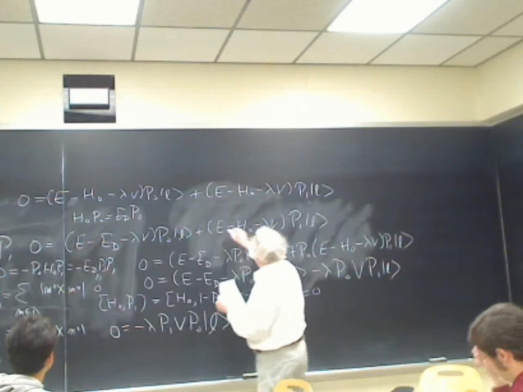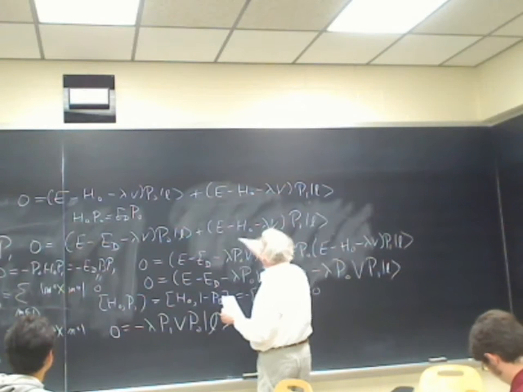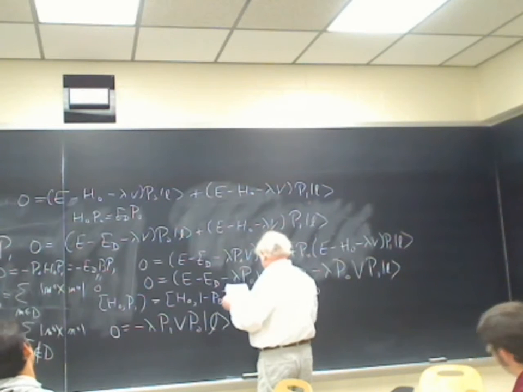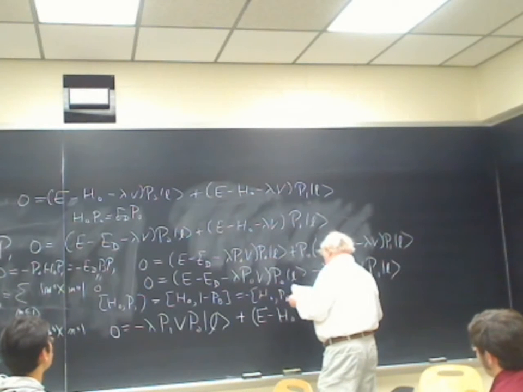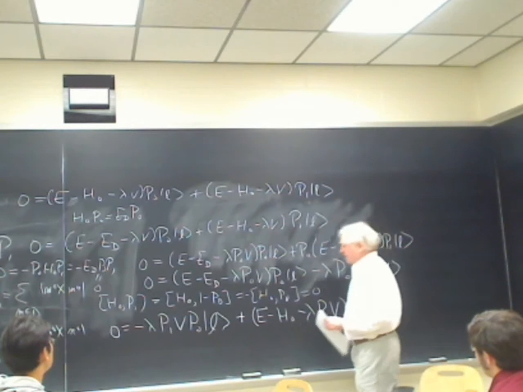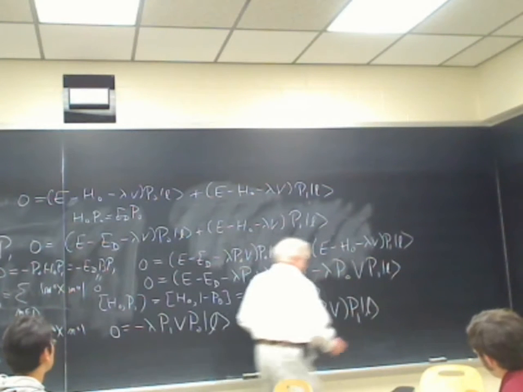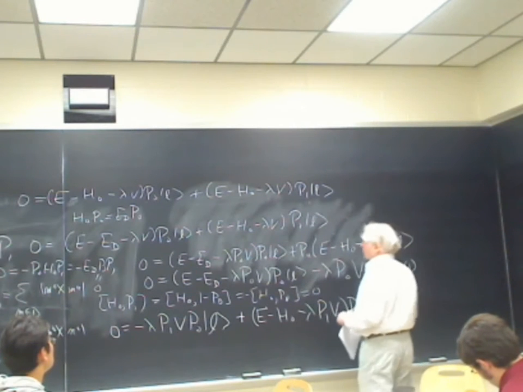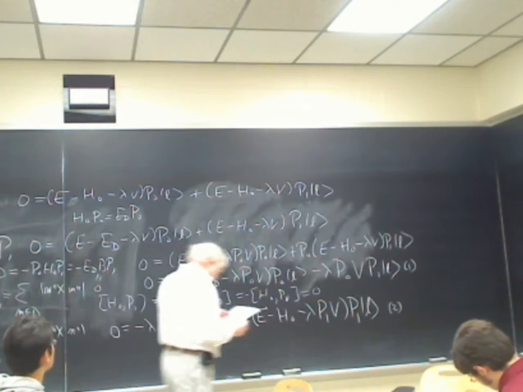And then we have a P1 here, but for these two terms, there's already a P1 here, so that just gives you P1 squared. So this one just changes by E minus H0 minus lambda P1 V P1 L. Okay, so that's the second. So we have two equations then. This one, which we can call equation 2, and this one, which we can call equation 1. So we've got this eigenvalue equation, we split it up into two separate equations.